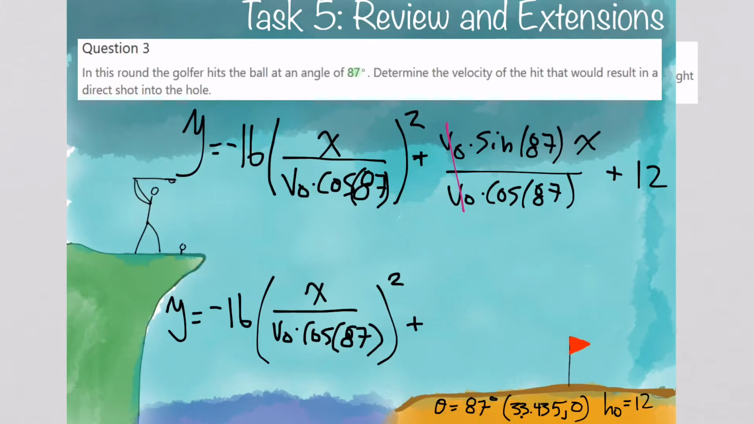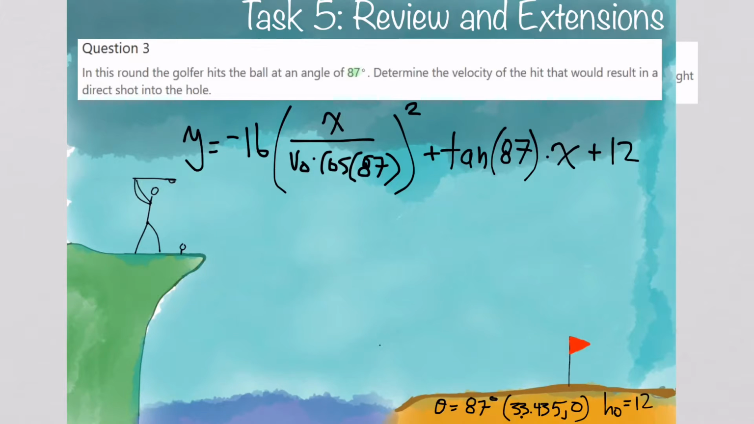And we have sine of 87 divided by cosine of 87, which, if you recall your trigonometry, sine over cosine, if the angles are the same, is defined as the tangent function. So we can replace that as the tangent of 87. Then we still have our times x, and we still have our plus 12 constant term.